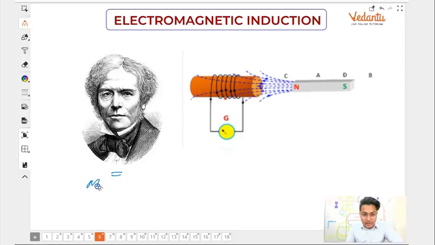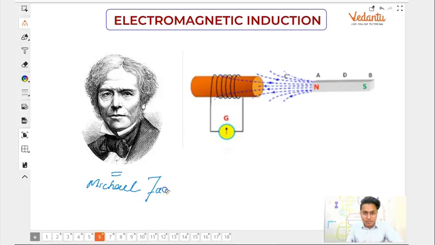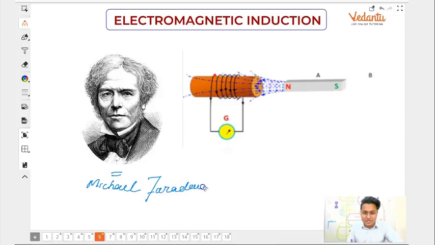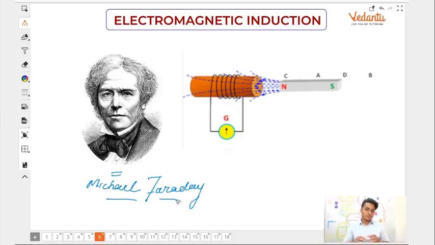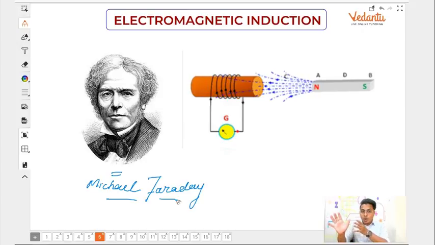He is no one else but Mr. Michael Faraday. I'm hoping I'm writing the spelling right. I'm not sure. But he is no one else but Michael Faraday, who actually discovered the concept of electromagnetic induction. Now, I would not say he discovered something. I would say he followed Oersted. He followed Oersted's experiment.